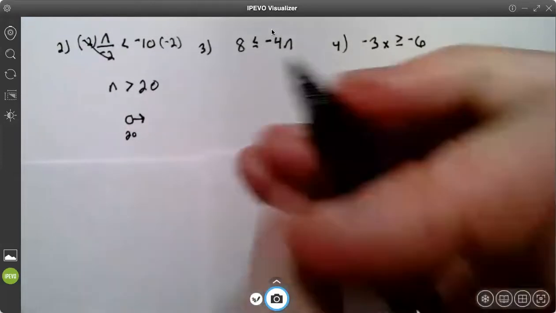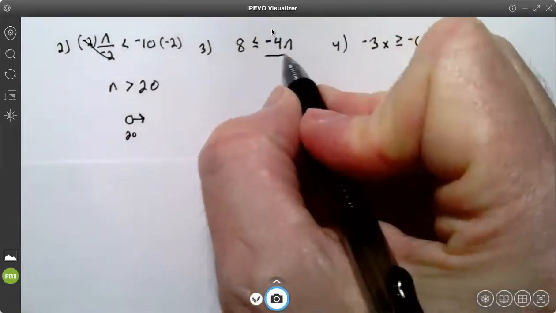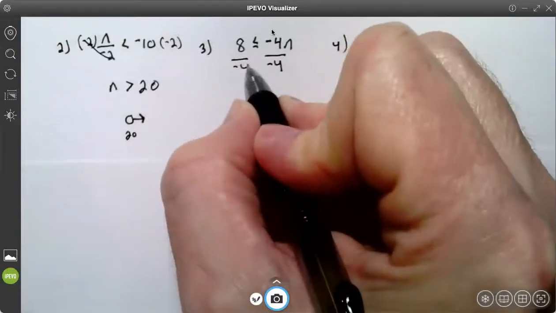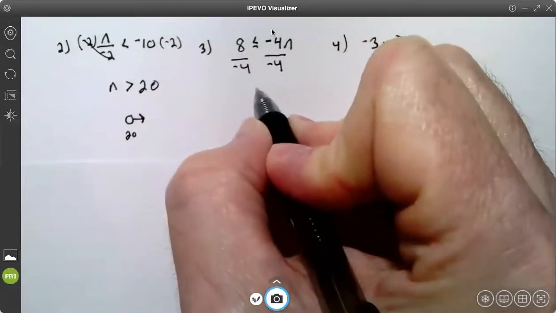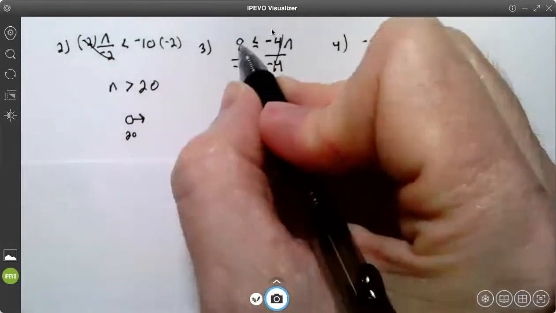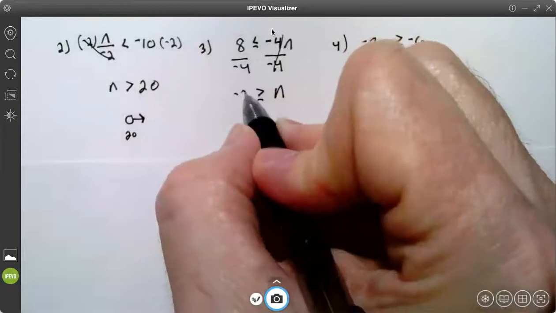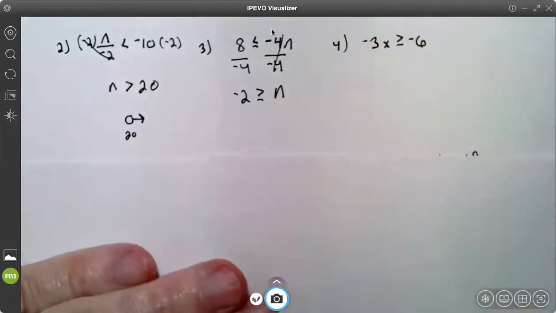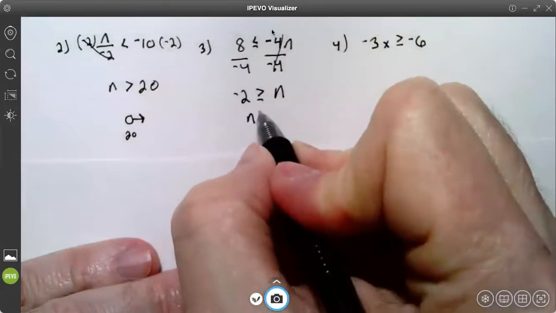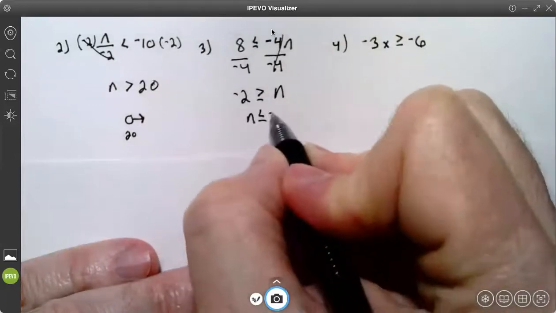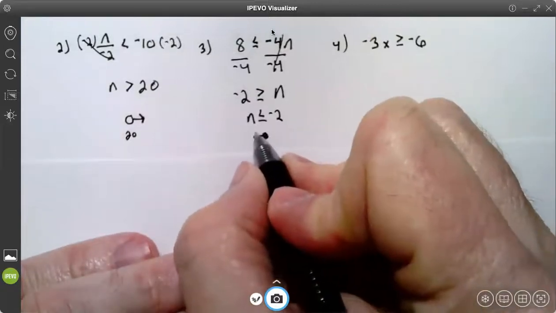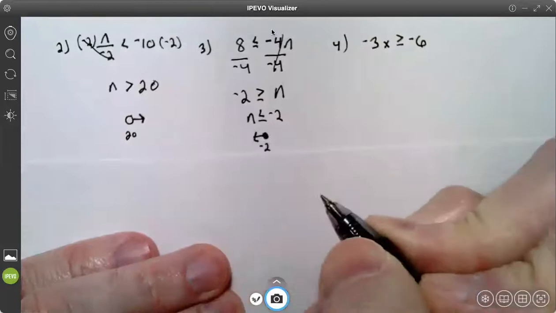Let me do one more example. On this one, to get rid of divided by negative 4, to get rid of times negative 4, I divide by negative 4. As soon as I multiply or divide by negative, I flip that sign. Those cancel out, give me n. 8 divided by negative 4 is negative 2. Remember, we always want to rewrite our inequalities with a variable on the left. So it points to the n, still needs to point to the n. And my graph would be closed circle to the left over negative 2.